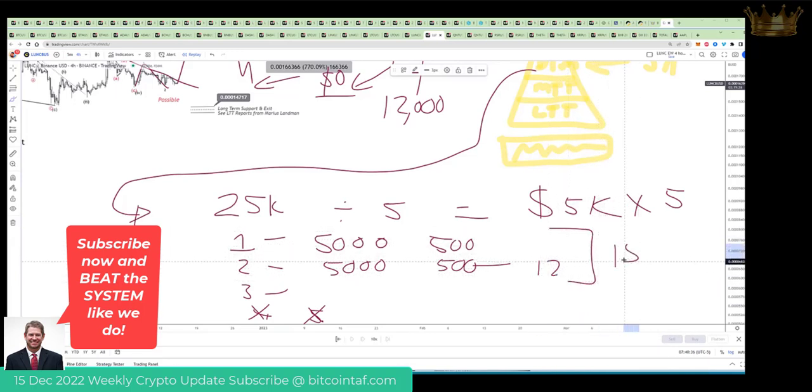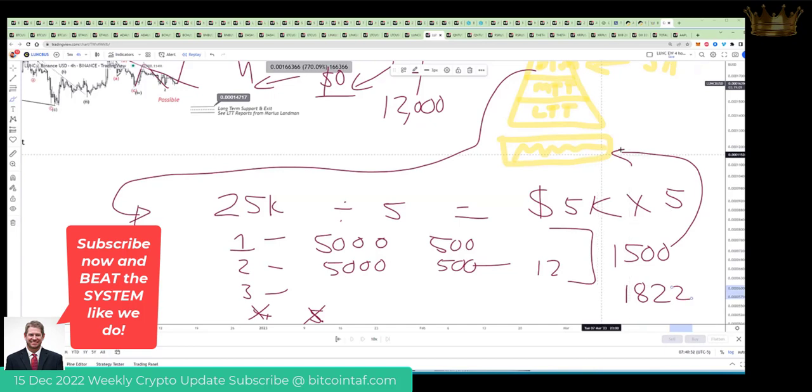What did I do with the $1,500? And there are still trades running. The week is not done. I took that money, and I went and bought Theta. I bought 1,822. I bought that and I added it here on the bottom. Guys, I just got 1,822 Theta for free.